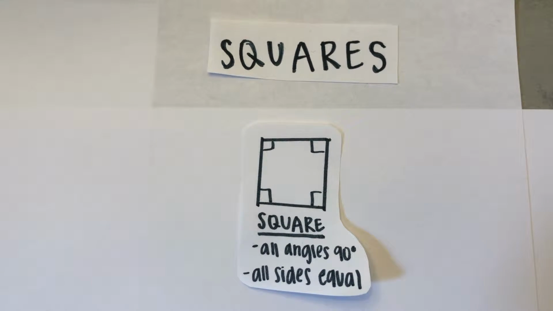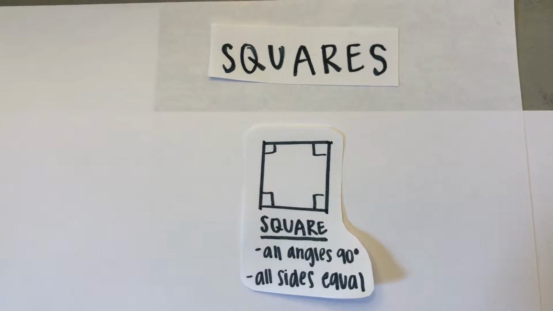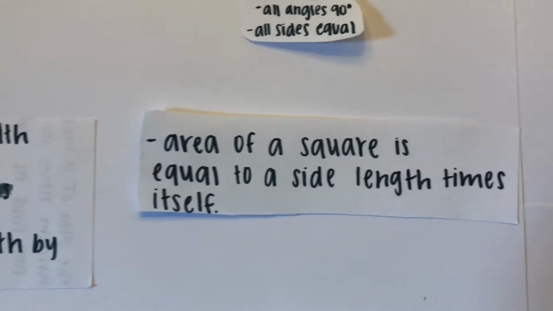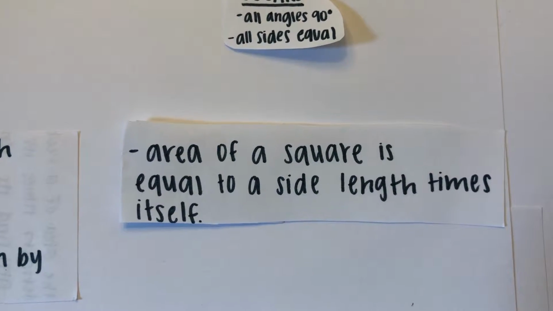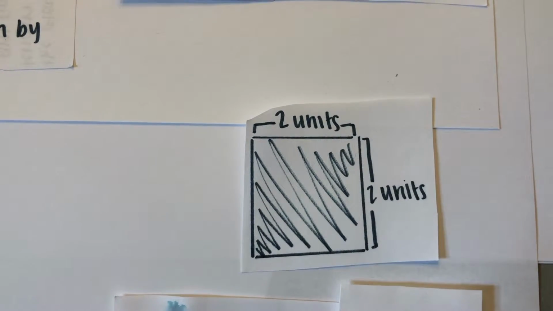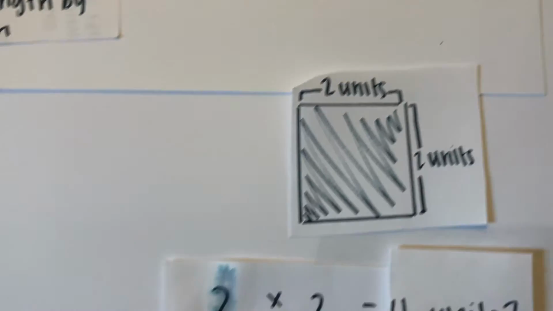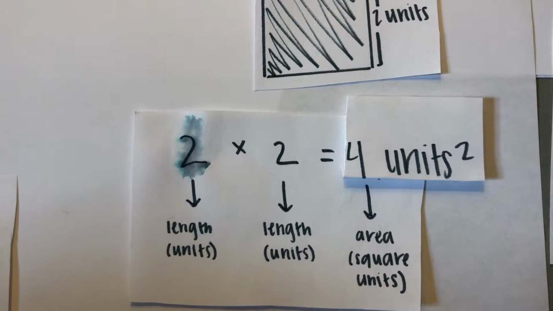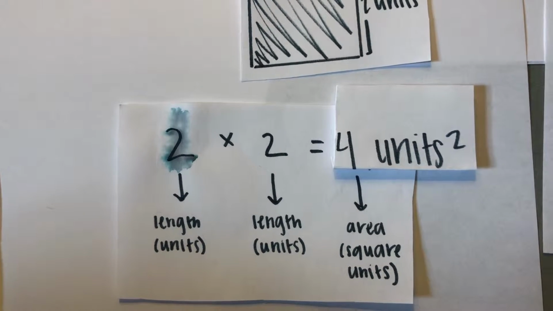degrees. Squares are quadrilaterals that have all equal sides, and each of the interior angles are 90 degrees, which have a sum of 360 degrees. They also have two pairs of parallel sides. To find the area of a square, you multiply the side length times itself. If you have a square that is 2 units by 2 units, you multiply the length by the other length, 2 by 2, to find the area, which is 4 units squared.